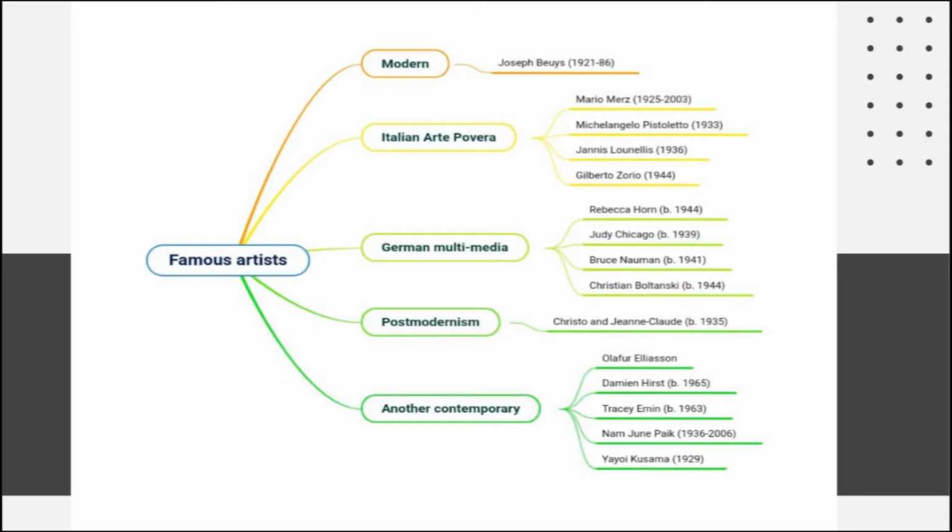Well, now it's time to talk about famous installation artists. As you can see here, we have 15 artists. They are classified in different categories. However, I will only present 4 of them with a representative example.